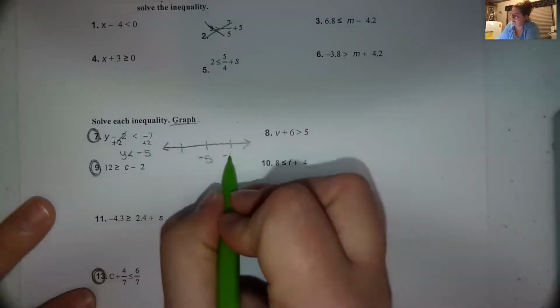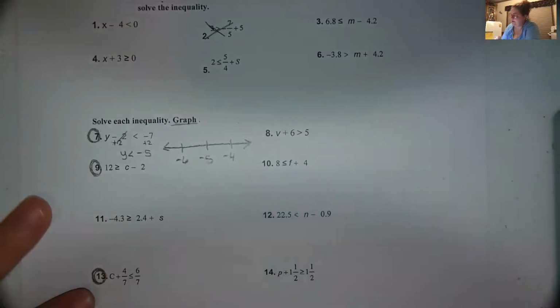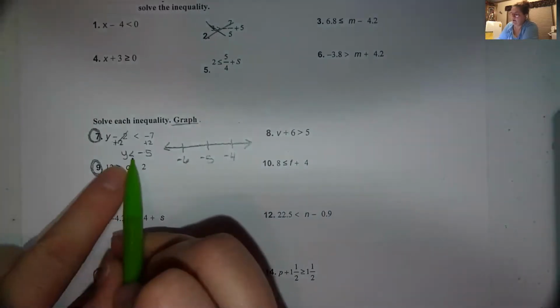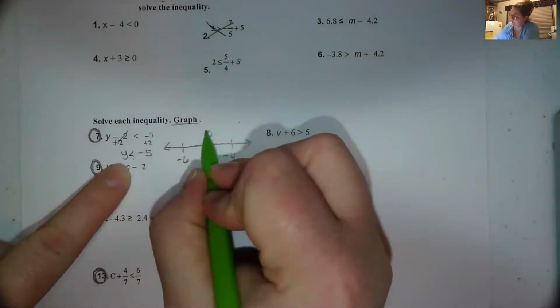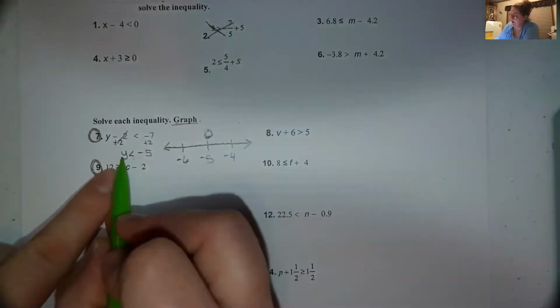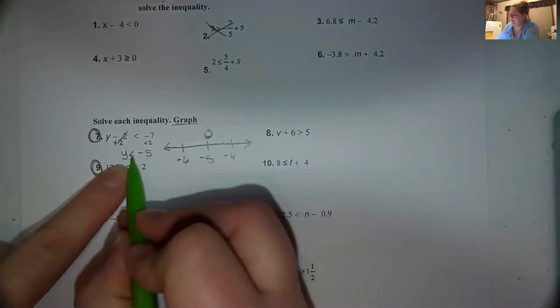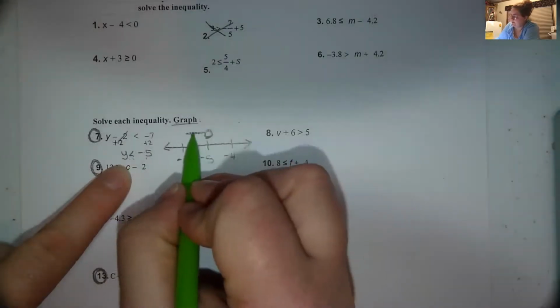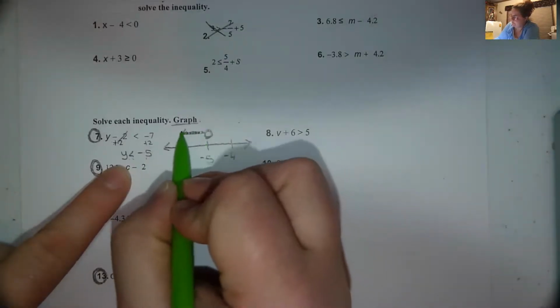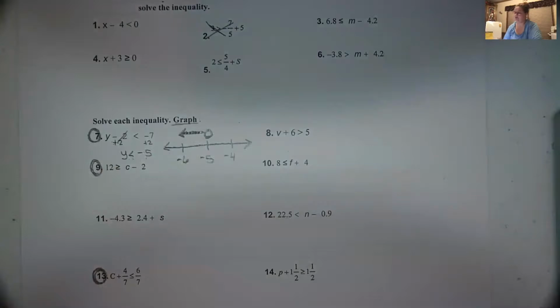Got to go one higher and one lower. Well, one bigger is -4. One smaller is -6. Okay. Open or closed circle at -5? Well, that's an open circle. And it says y is less than -5. So does less than go to the left or does it go to the right? It goes to the left. And you are done with number 7.